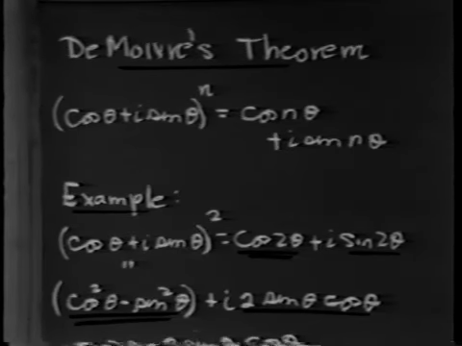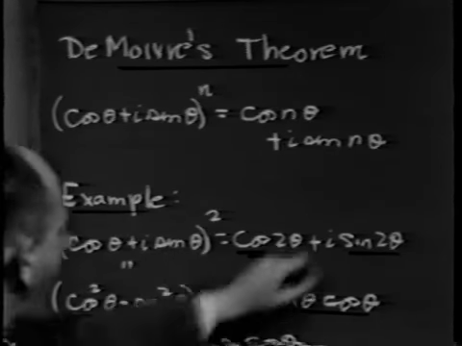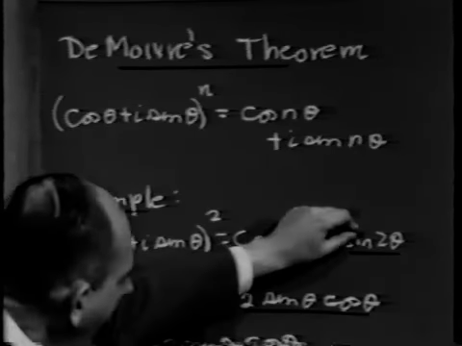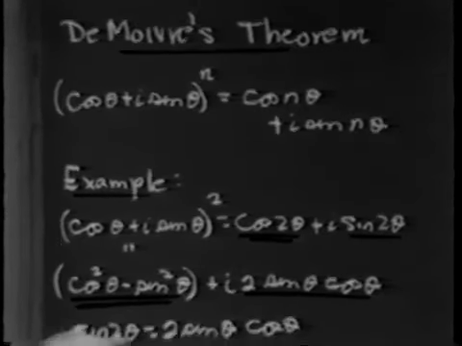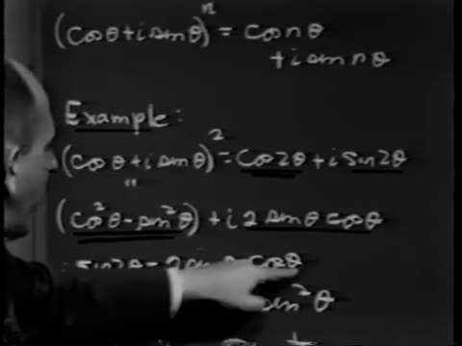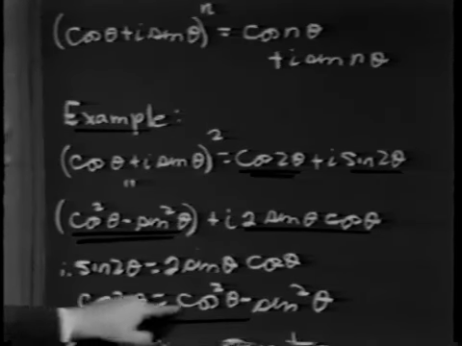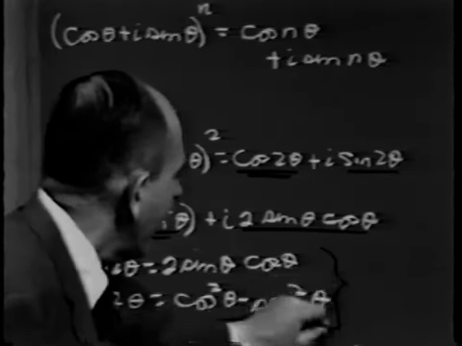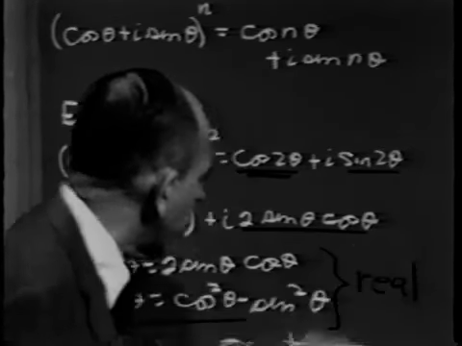We saw that the only way that two complex numbers can be equal is if the real parts are equal and if the imaginary parts are equal. Comparing the real parts and comparing the imaginary parts, we get that sine 2 theta equals 2 sine theta cosine theta. Cosine 2 theta is cosine squared theta minus sine squared theta. Notice, by the way, that these are real results.